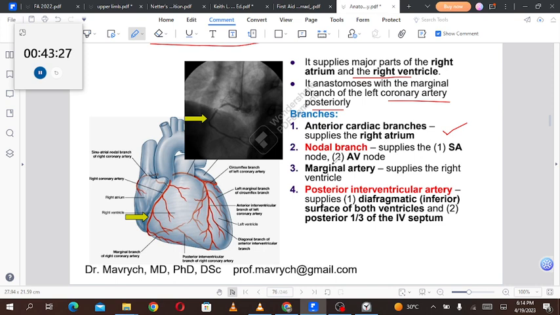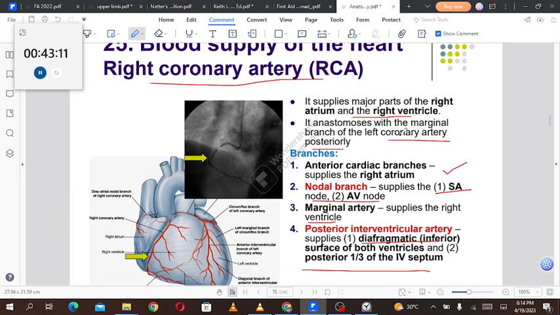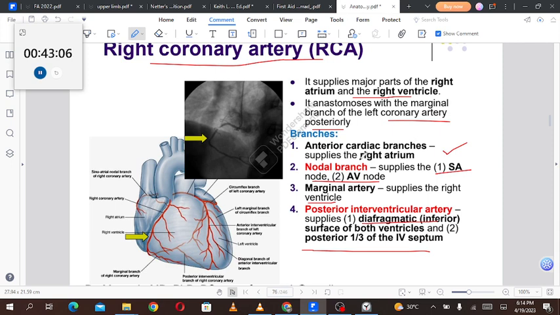Nodal branch supplies the SA node and the AV node. The marginal artery supplies the right ventricle, and the posterior interventricular artery supplies the diaphragmatic inferior surface of both the ventricles and posterior 1/3 of the interventricular septum. So the anterior cardiac branches, we are talking about the right coronary artery. The right coronary artery gives the following branches: anterior cardiac branch, which supplies the right atrium.